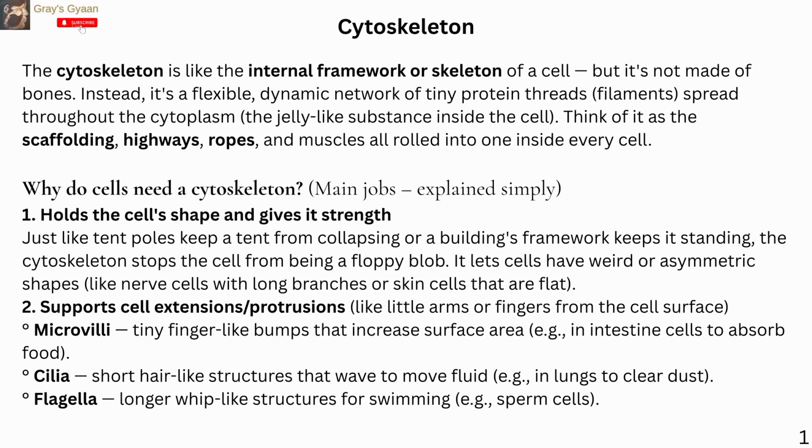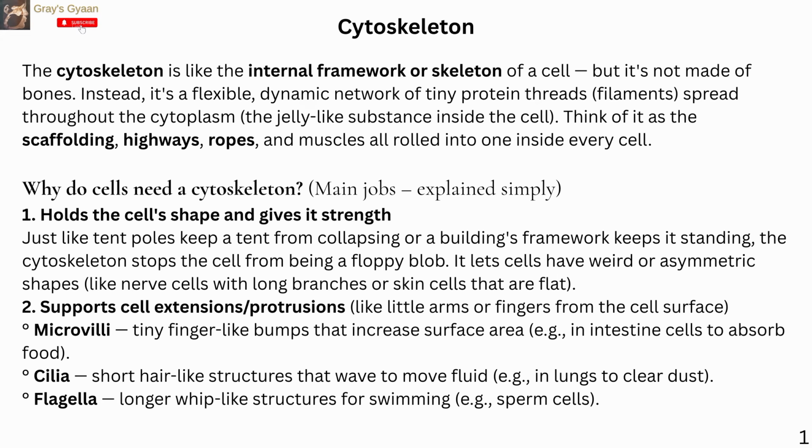The cytoskeleton is like the internal framework, or skeleton of a cell, but it's not made of bones. Instead, it's a flexible, dynamic network of tiny protein threads, filaments, spread throughout the cytoplasm. Think of it as the scaffolding, highways, ropes, and muscles all rolled into one inside every cell.